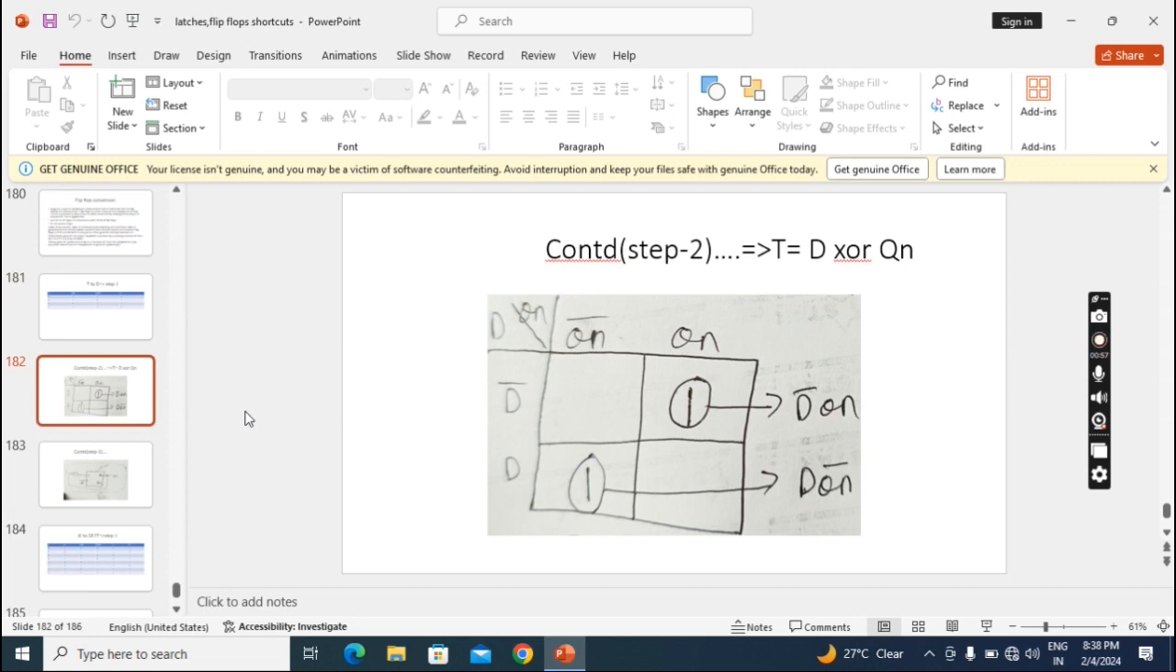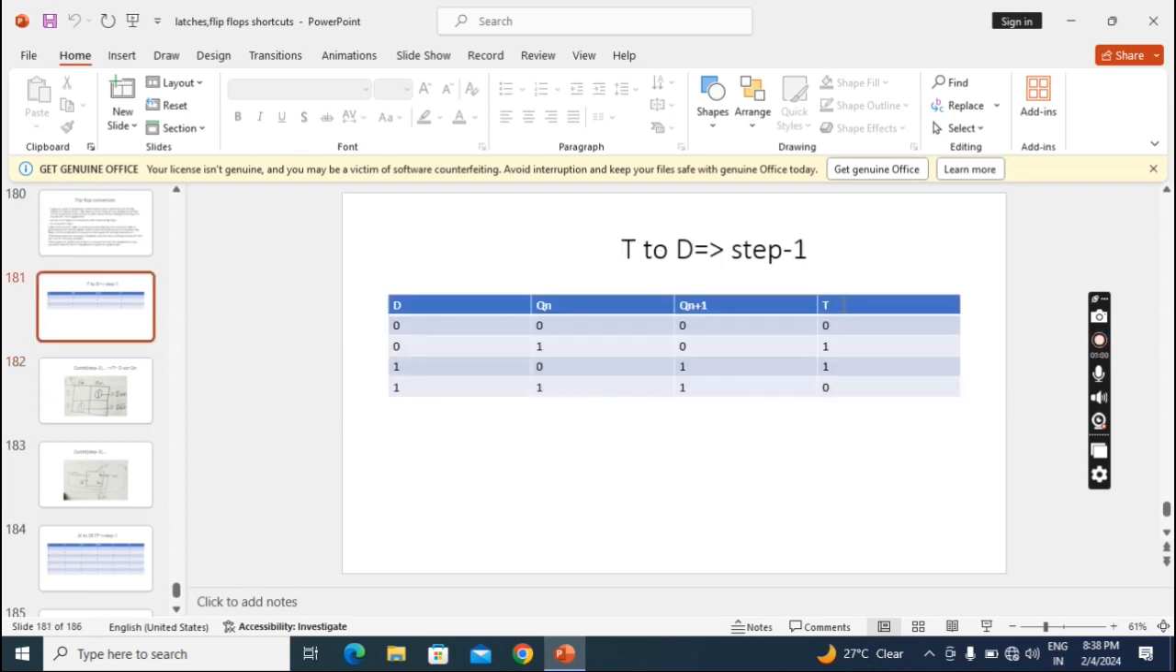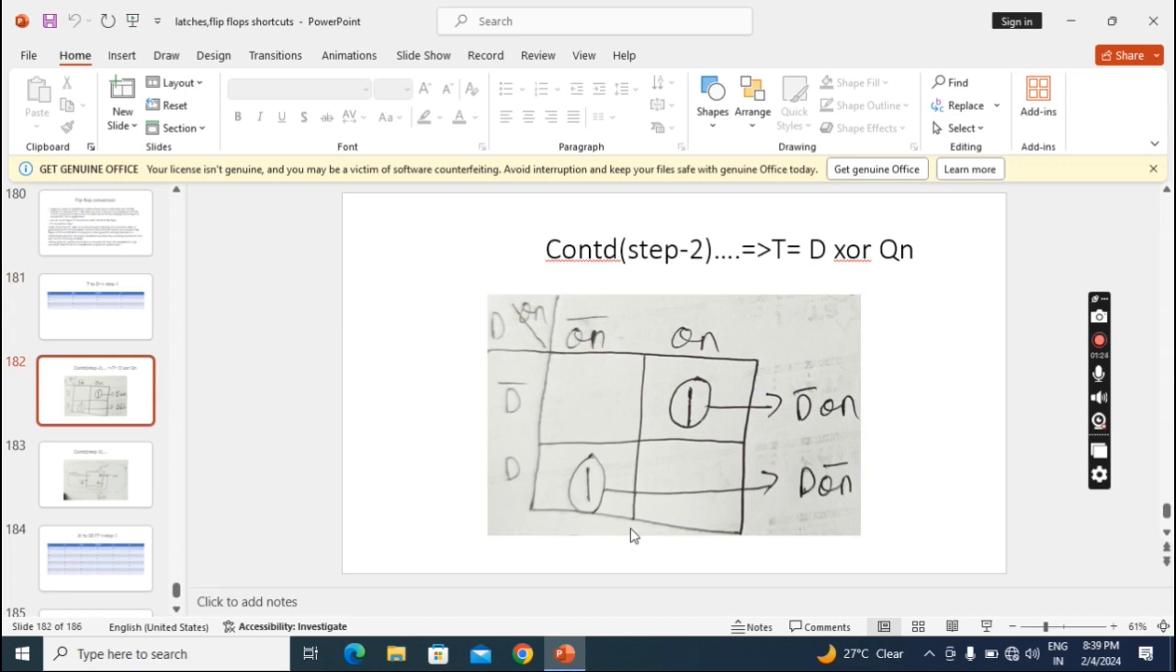Coming to step 2, I told we have to simplify the data input value of the given flip-flop T, by assuming the required flip-flop data input and present state as K-map variables. So D and Q1 are K-map variables, so we need a two variable K-map and we have to determine the simplified equation for T. Okay, that we have to do. See, this is the simplified equation for T. What is the T value? D XOR Q1. It means D bar Q1 plus D Q1 bar. Okay, this is the second step.